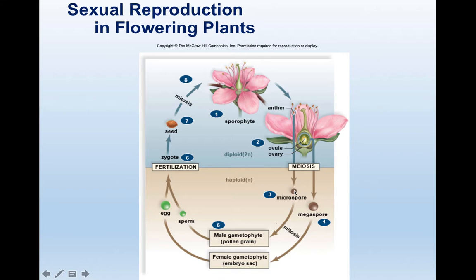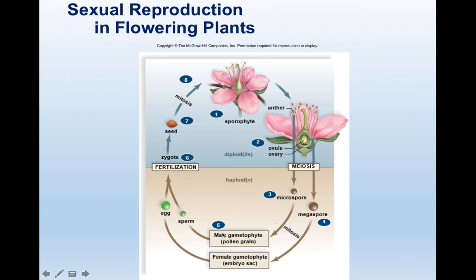If you want to think of them as the sperm and the egg, if that's easier for you to think about, but really the pollen grain is the microspore coming from the male side, and the female gametophyte is the embryo sac, which is the megaspore coming from the other side.